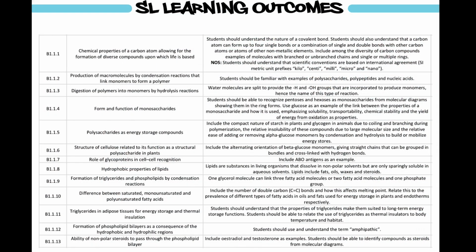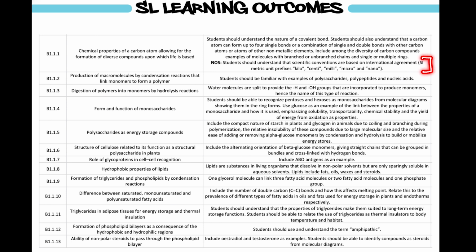Okay, let's go over the learning outcomes for subtopic B1.1 Carbohydrates and Lipids. And note that there are only standard level learning outcomes for this subtopic. Now, the very first learning outcome that we explored was what makes carbon as an atom so useful as the base of all biomolecules. Why is it that all of life is, quote, carbon-based? What properties does carbon have that allow such diversity to take place?